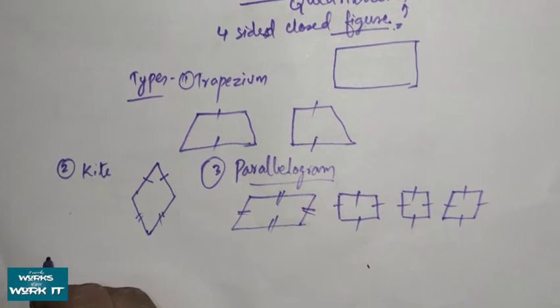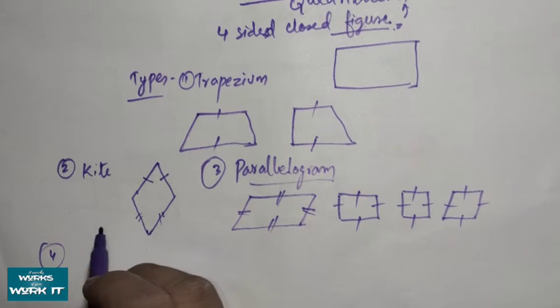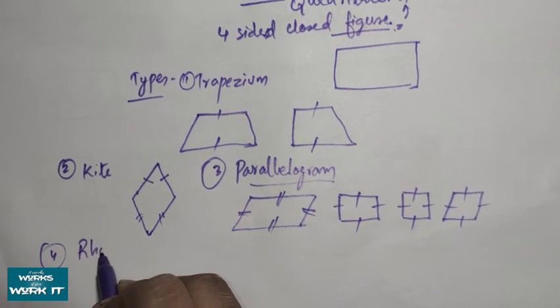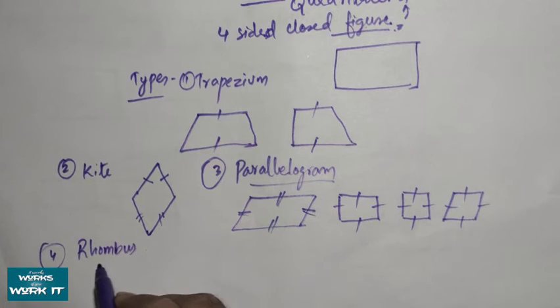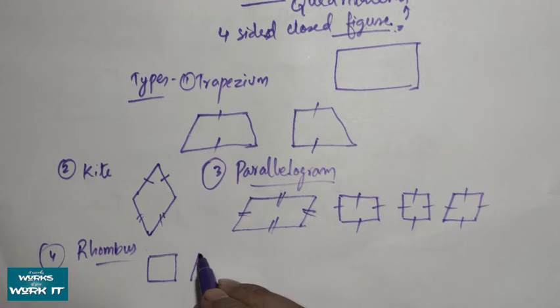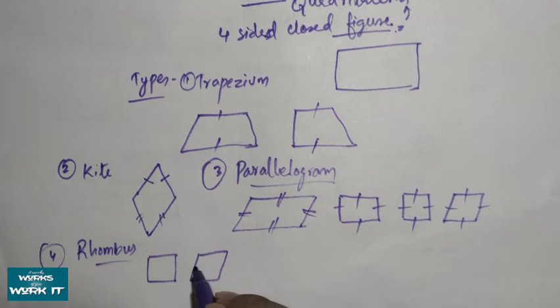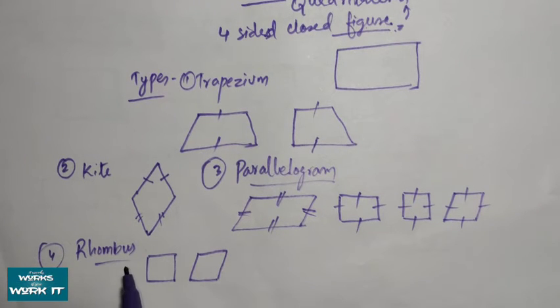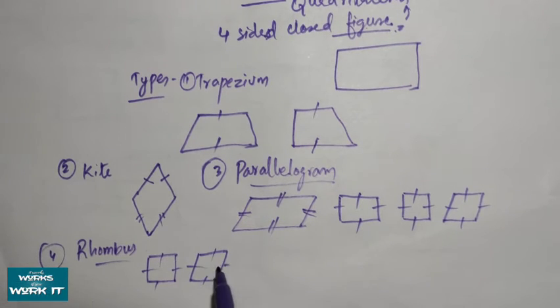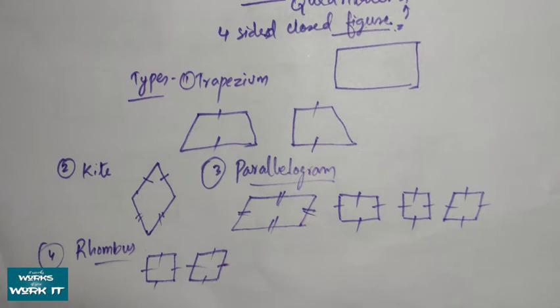Okay, next will be the rhombus. What is it? A rhombus is similar to a square. If I draw a square, it can also be called a rhombus, and a slightly tilted square can also be called a rhombus. Why? Because in a rhombus, all the sides are equal and two pairs of opposite sides are parallel. So this has the same meaning as the square.